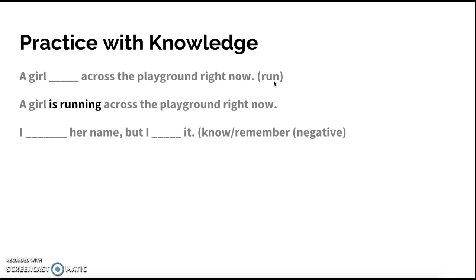I blank her name, but I blank it. So the first one's going to be know, and the second one will be remember but negative. Okay? So know, is that an action verb? It is not. How about remember? That is also a non-action verb. So both of these will be simple present. I know her name, but I don't remember it.